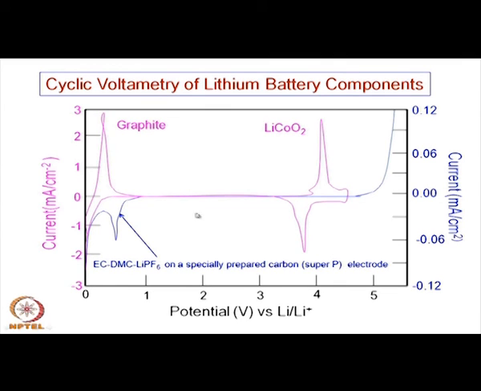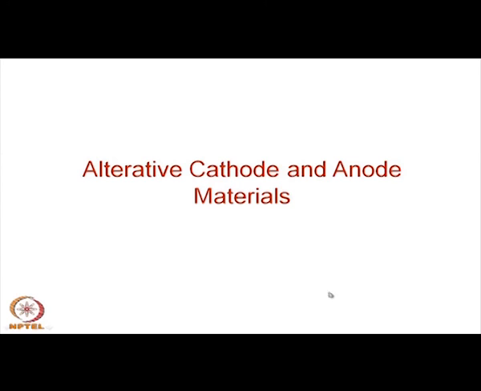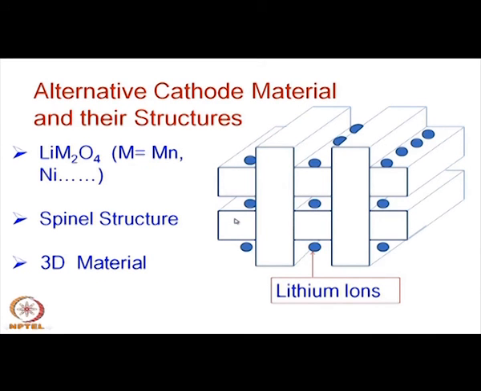So, there is some research going on whether we can replace both graphite and lithium cobaltite, and we can enhance the properties, both the capacity as well as the recyclability and so on. So, this is the information about the alternative cathode and anode materials. There are a large number of anode and cathode materials that have been tried out. So, I will give you some indication of a few of them. Alternative cathode material and their structures.